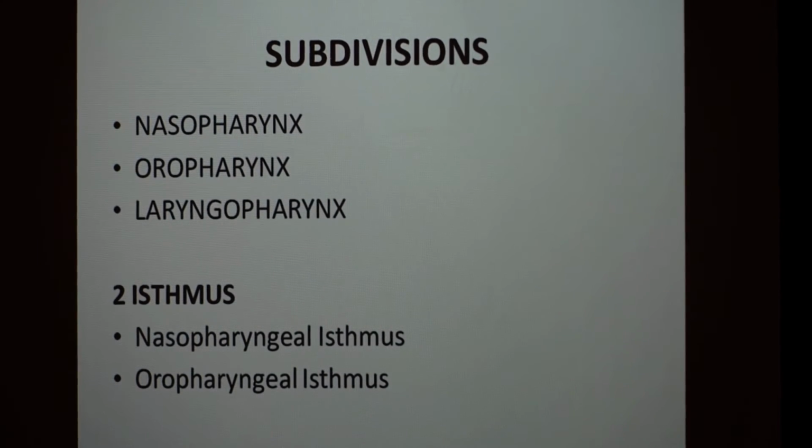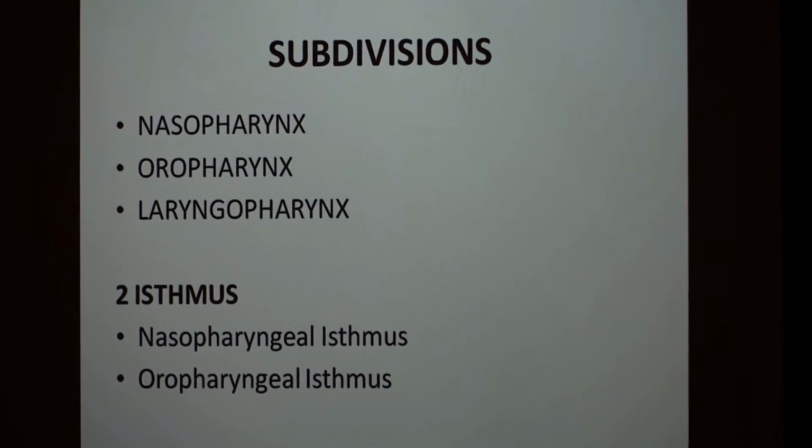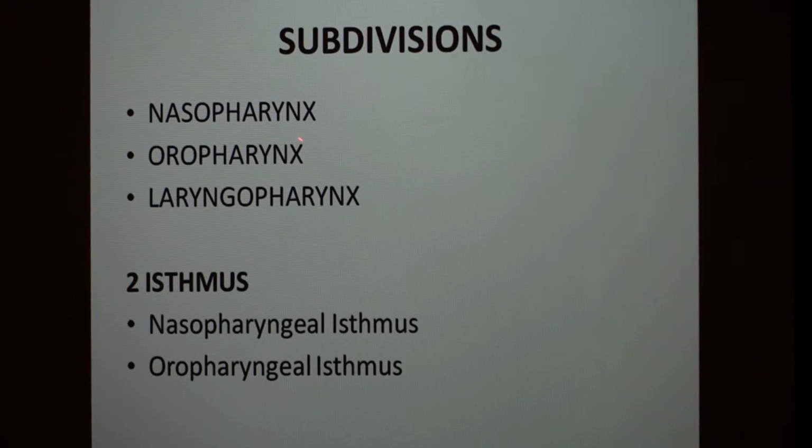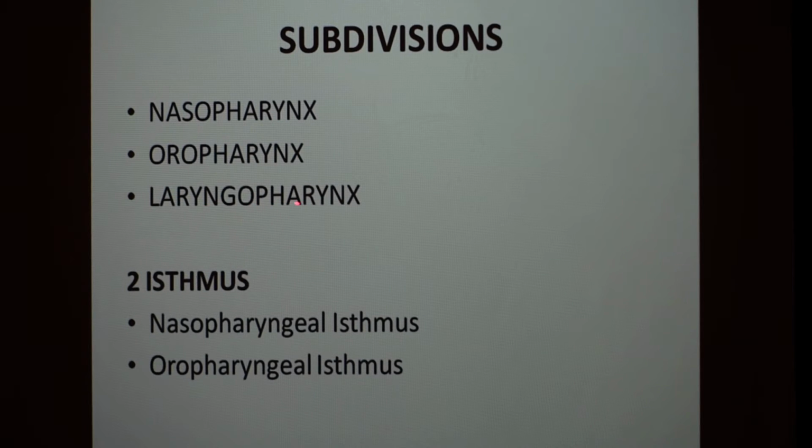Coming to the subdivisions, as I already discussed, the part which is lying behind the nasal cavity is the nasopharynx. The part which is lying behind the oral cavity is the oropharynx, and the part which is lying behind the larynx is called the laryngopharynx. And there are two basic isthmuses.